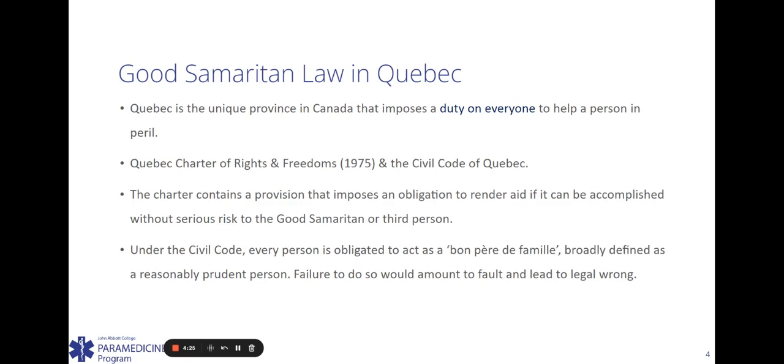Under the Civil Code of Quebec, every person is obligated to act as what they call a bon père de famille. This term is broadly defined as a reasonably prudent person. Failure to act in this manner can be considered fault and may result in legal wrongdoing. So again, in summary, in Quebec, everyone has a duty to help a person in peril as established by the Quebec Charter of Rights and Freedoms and the Civil Code of Quebec. This duty requires individuals to render aid if it can be accomplished without serious risk and requires individuals to act as a reasonably prudent person. So, un bon père de famille. Failure to do so may result in legal wrongdoing.